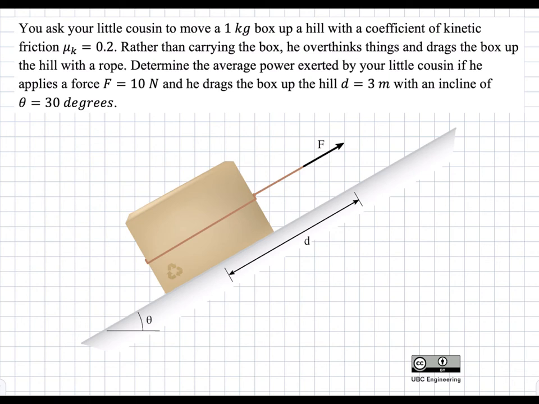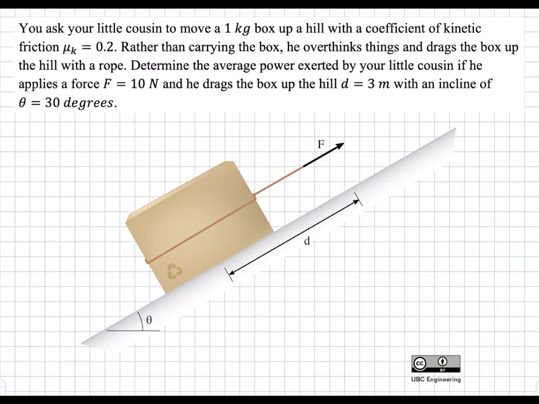In this problem, you're carrying a block up an incline, and there's friction between the block and the incline. You're applying a force of 10 newtons, and you're asked to find the average power exerted during this motion. It's really important that you know that it's average power, so it's across the whole time interval. And you're assuming that this block starts at rest and you end up with a final velocity.